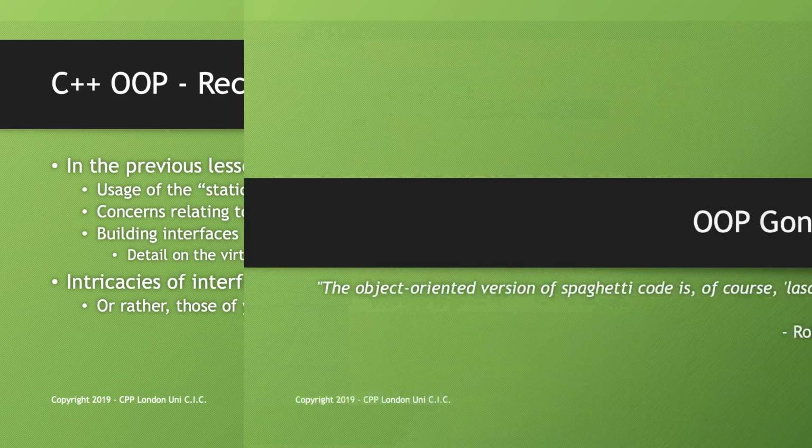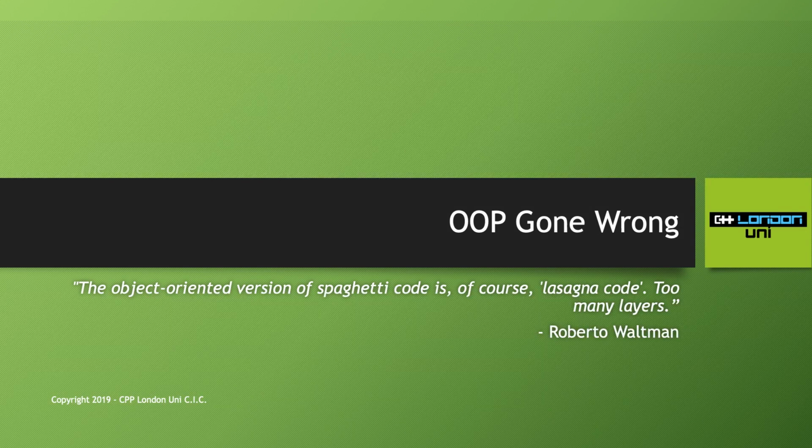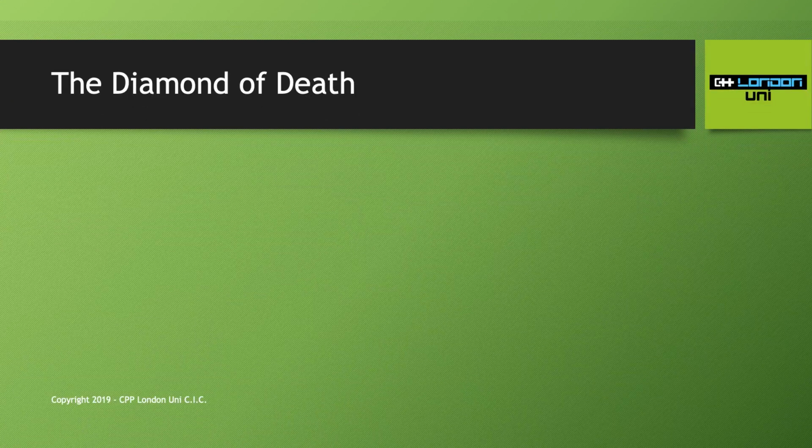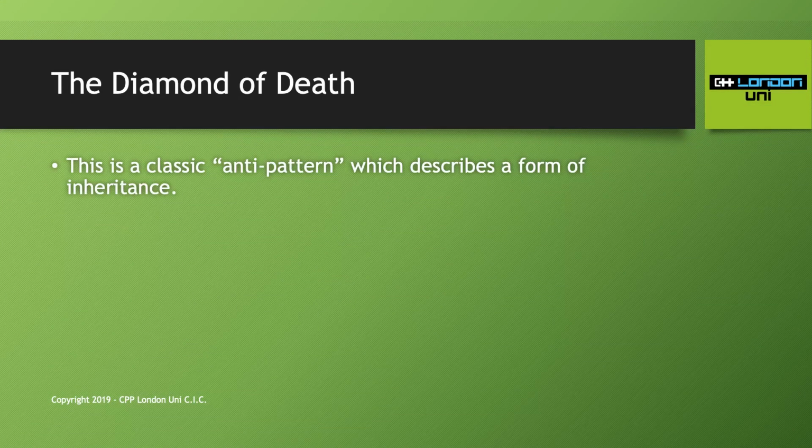So just to change it up slightly, I'm going to talk about OOP when it's gone horribly wrong. And a great quote: the object-oriented version of spaghetti code is, of course, lasagna code, too many layers. Thank you to Roberto Waltman for that. Cheers. So we're going to finally get on to the diamond of death. It's a classic anti-pattern. It describes a form of inheritance, which I'm going to show you in a second, and it causes a whole raft of problems, which I'll get into.